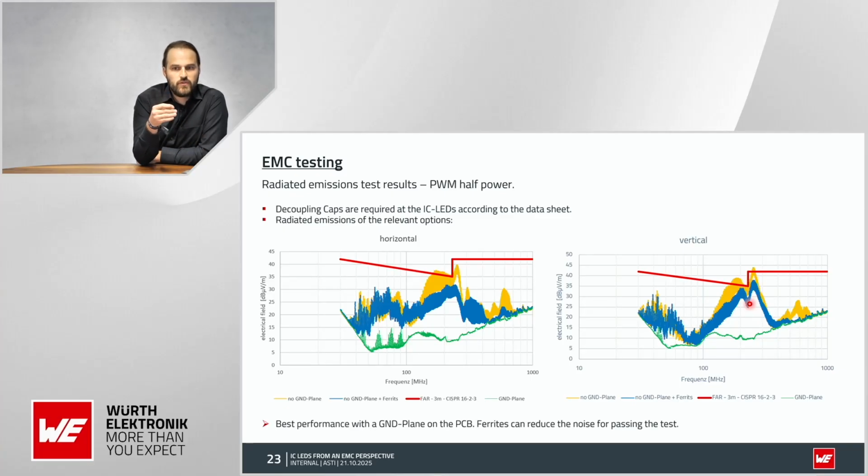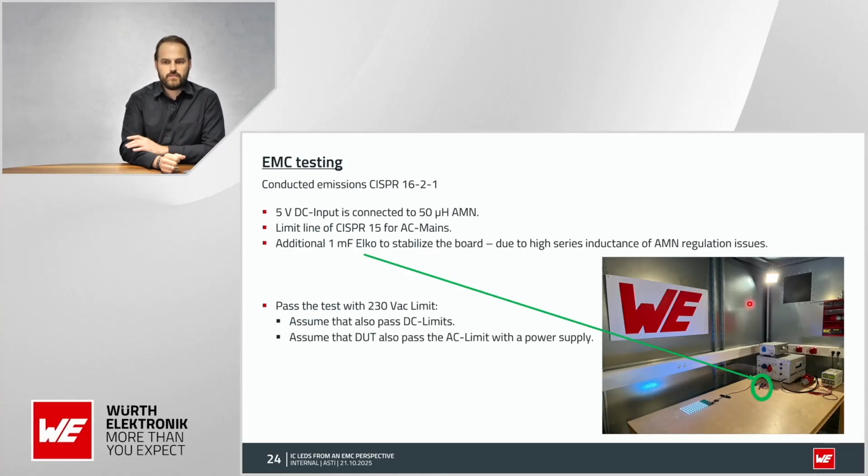But it helps us to pass the test because when we compare it with the yellow curve, you can see when we only use, let's say, the IC LEDs with the decoupling caps and we don't have a ground plane, we will be above the limit even in a very compact device. So that is the first conclusion for me. The best option how to implement it from radiated emission point of view is to use a ground plane. But this is something normally we as EMC guys would expect.